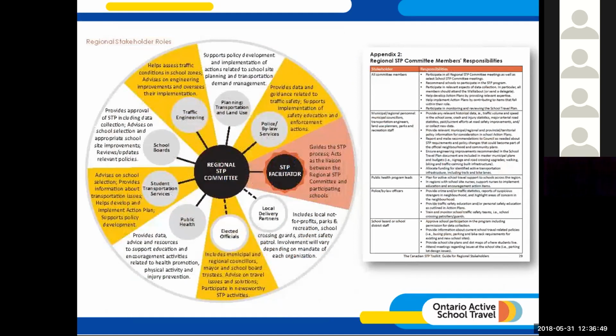The guide includes detailed information to help each of the various regional stakeholders understand their roles and responsibilities in the school travel planning process. So that includes this wheel diagram in the main body of the guide, and also a detailed table in Appendix 2 to really break down all of the responsibilities and opportunities for stakeholders to support active transportation and this STP process.